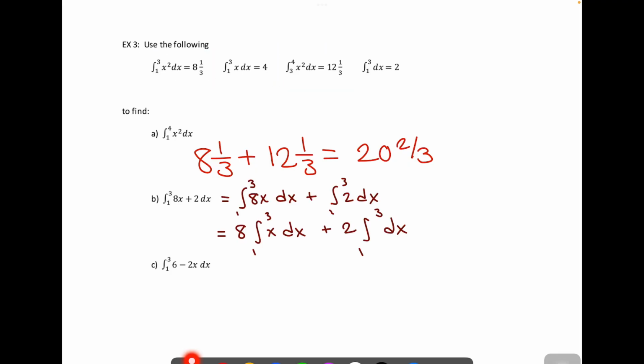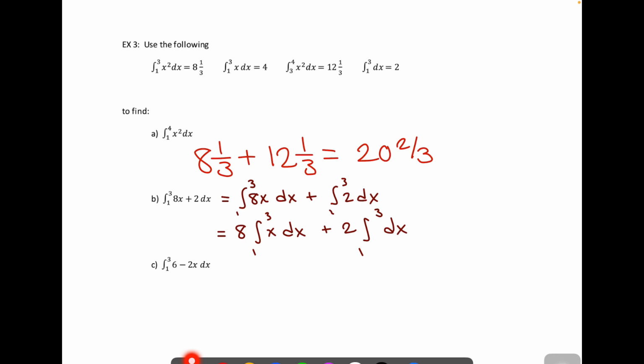The second problem, we're integrating 8x plus 2 from 1 to 3. We have a property that says if we have a sum of functions, we can split it up and do each part separately. So I can rewrite this as the integral of 8x from 1 to 3 plus the integral of 2 from 1 to 3. And then I have another property that says if there's a constant times a function, we can pull that constant out front.